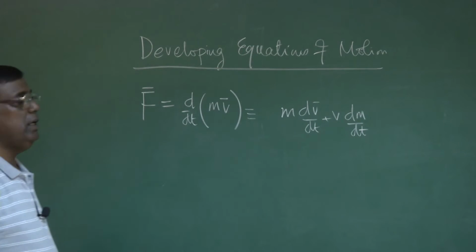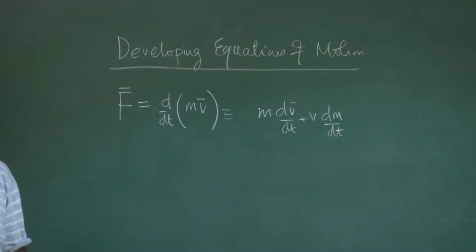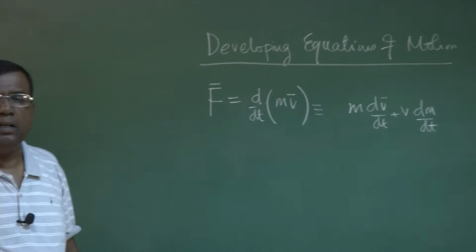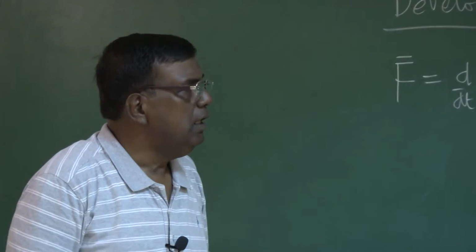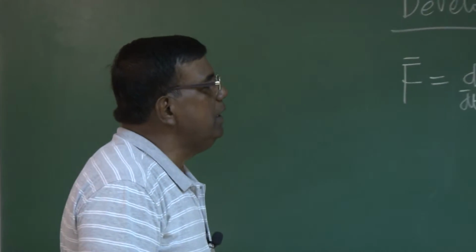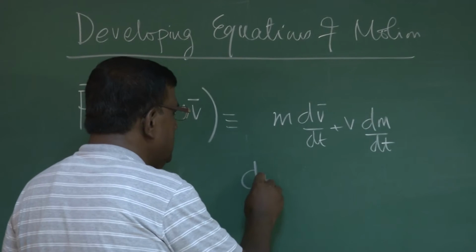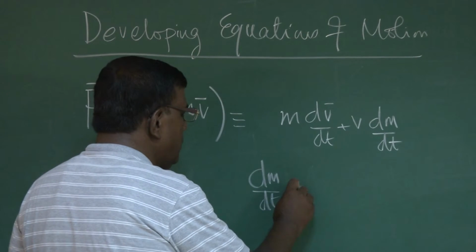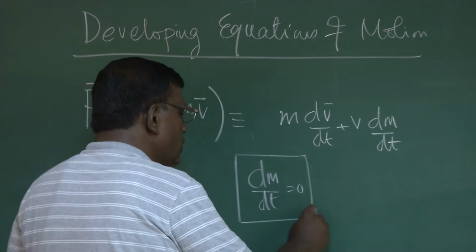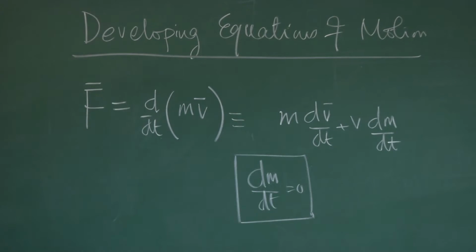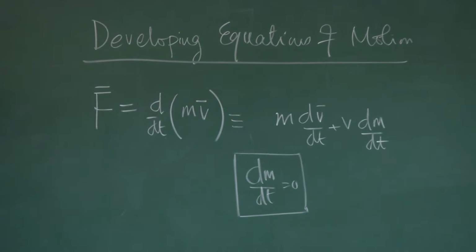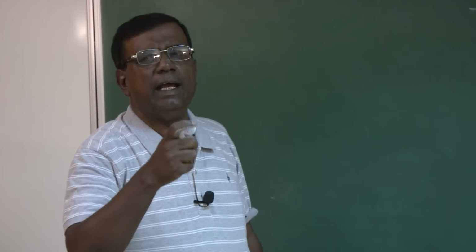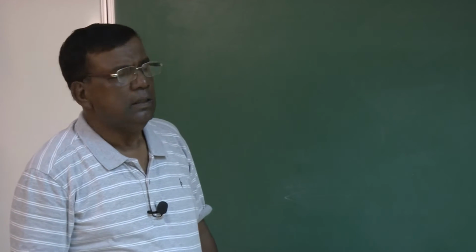For our stability analysis, since the duration is small, even if there will be very small fuel consumption during that study, we will neglect it. We will say dm by dt is 0. Please understand, we are putting it 0 because we are building our equations of motion for dynamic stability analysis, which is a transient analysis. Very small time we will be using.